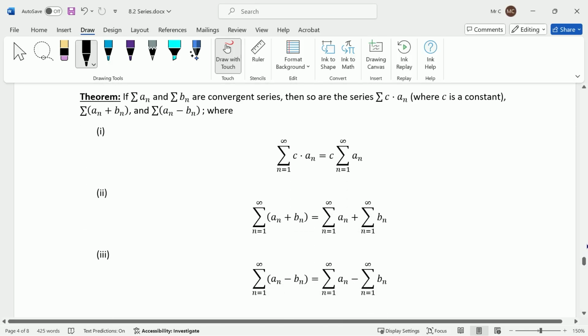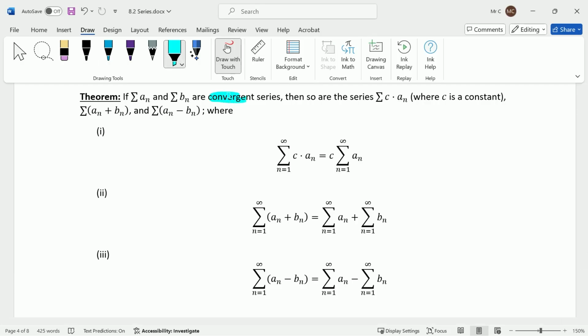So now we're going to list a few properties about convergent series. And the key here is convergent series. These properties are not necessarily true for divergent series, so don't try to apply them to divergent series.